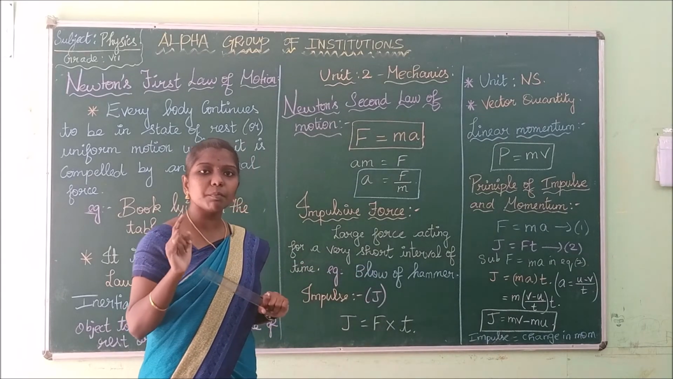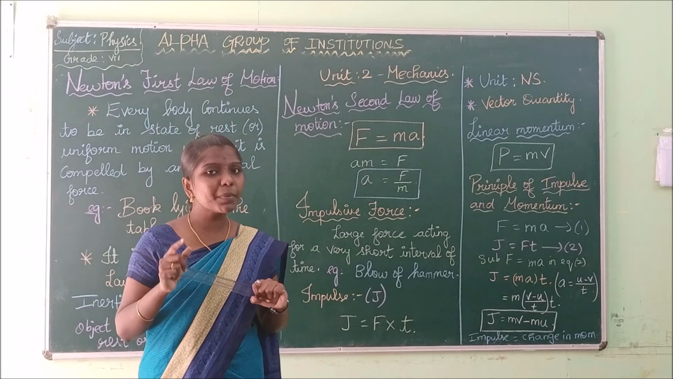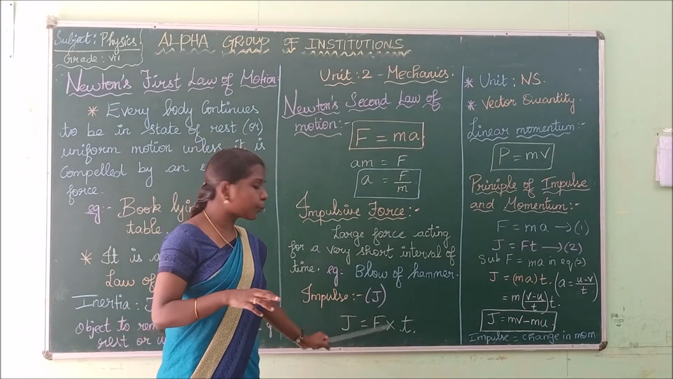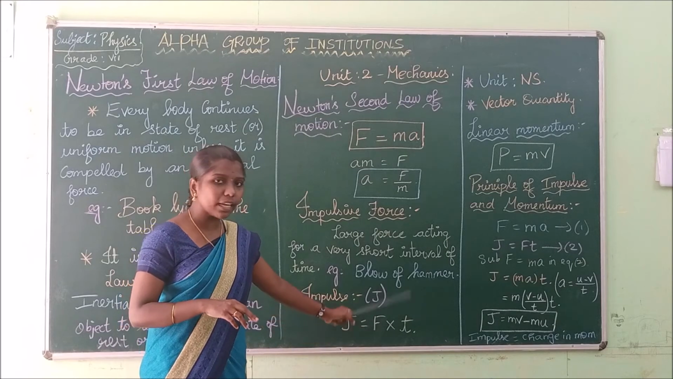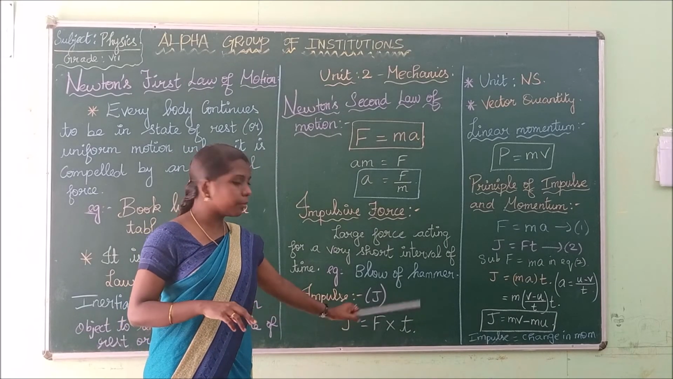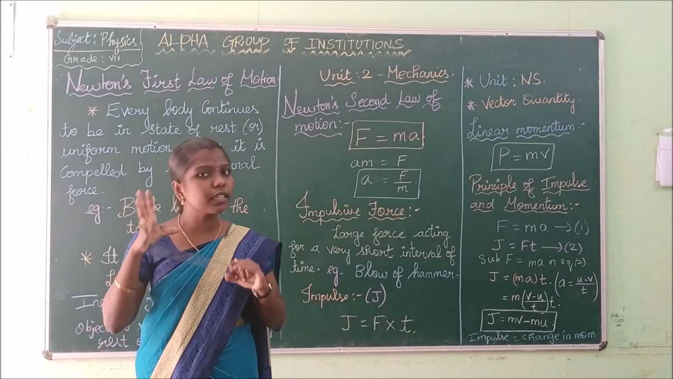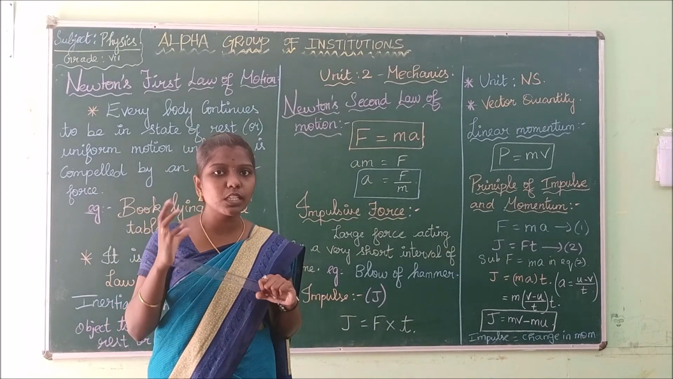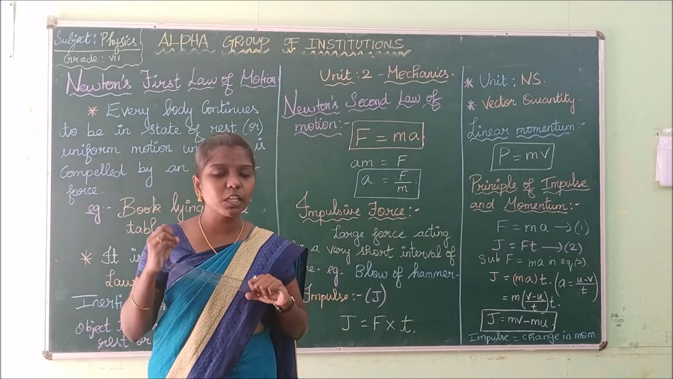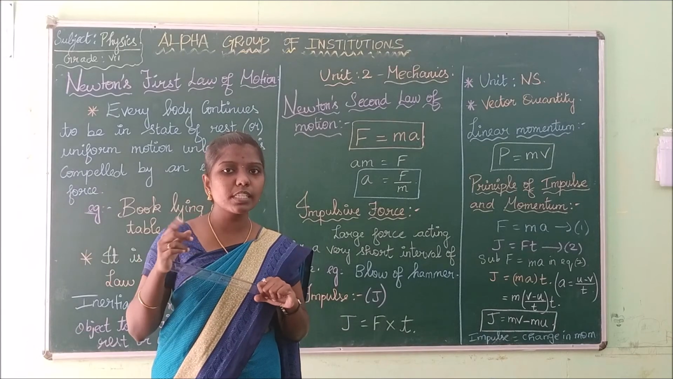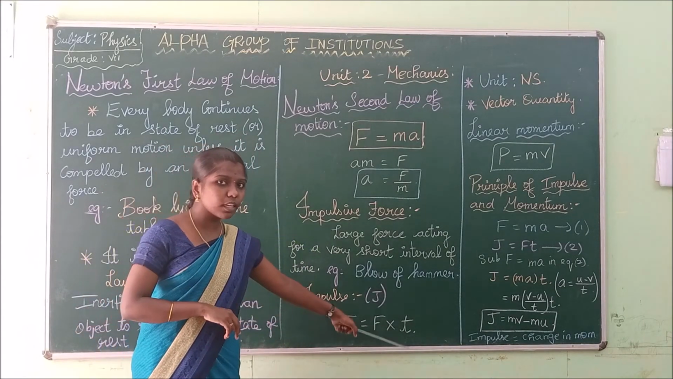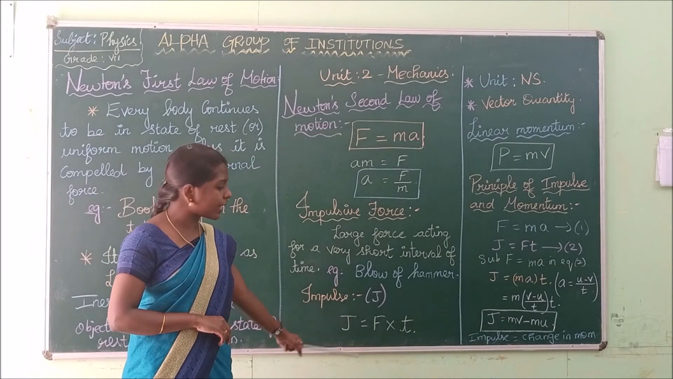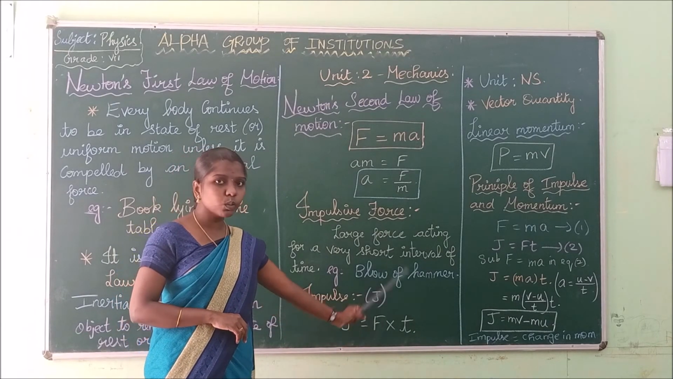Next, what is impulse? Impulse is represented by the letter J. Impulse is the product of force and time taken. Impulse is the product of the force acting on a body and the time interval. J is equal to F into T. F is your force and T is the time taken. J is your impulse. J is equal to F into T.